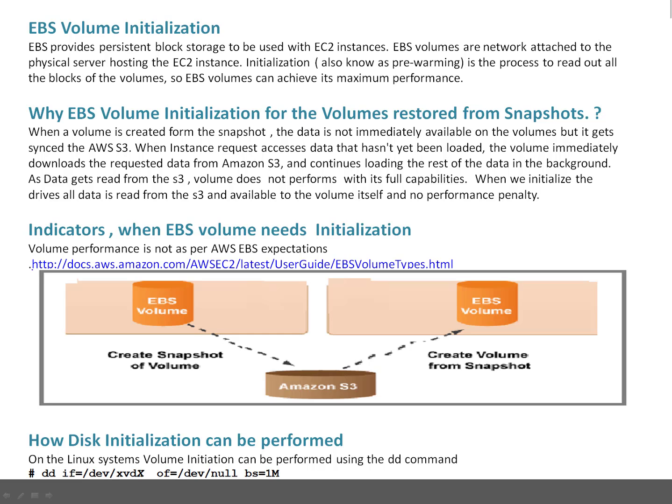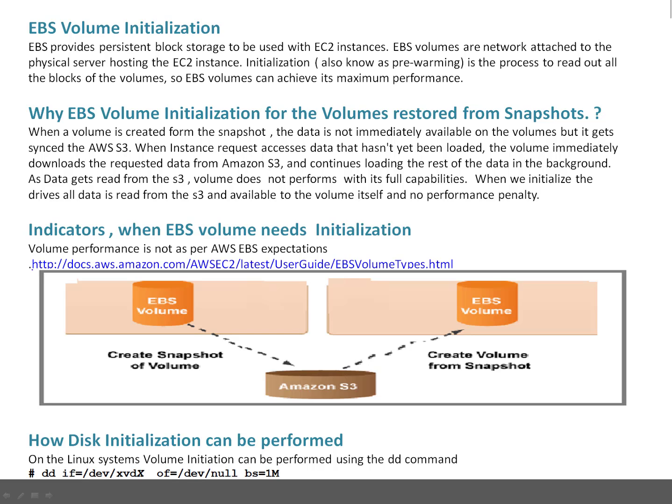In that case, you will get a performance penalty. You will not get the performance which you are expecting from that particular EBS volume type. Or in other words, the volume will not perform with its full capabilities. When we initialize the drives, all data is read from the S3 and available to the volume itself. In that case, there will be no performance penalty and your volume will perform with the standard speed which Amazon generally tells, okay, this is the speed you are going to get from this volume type.